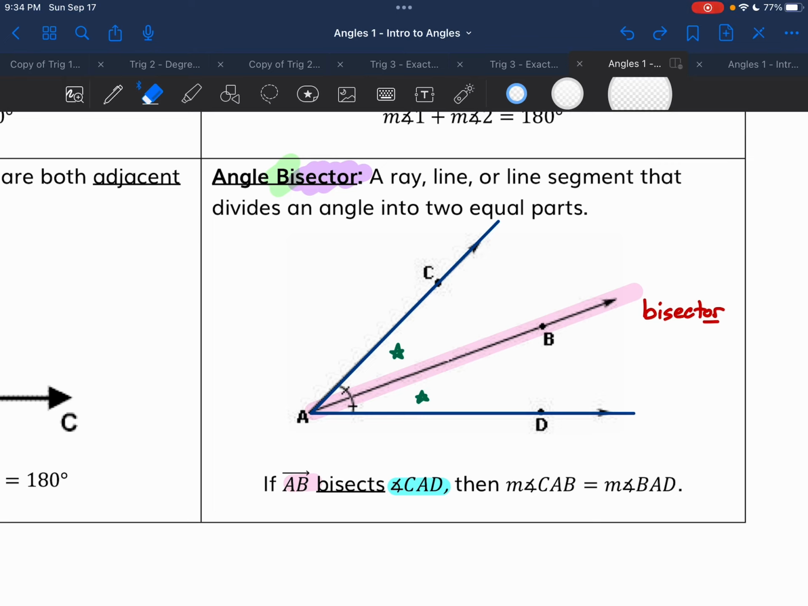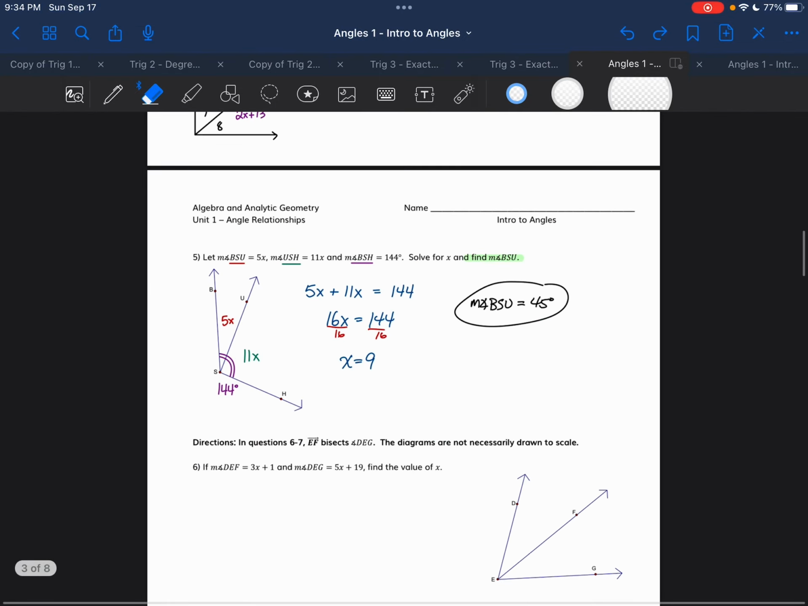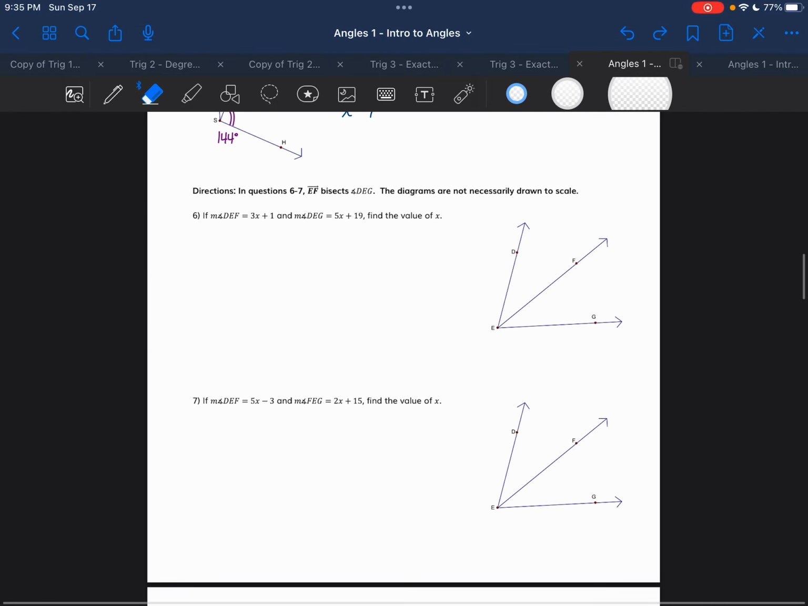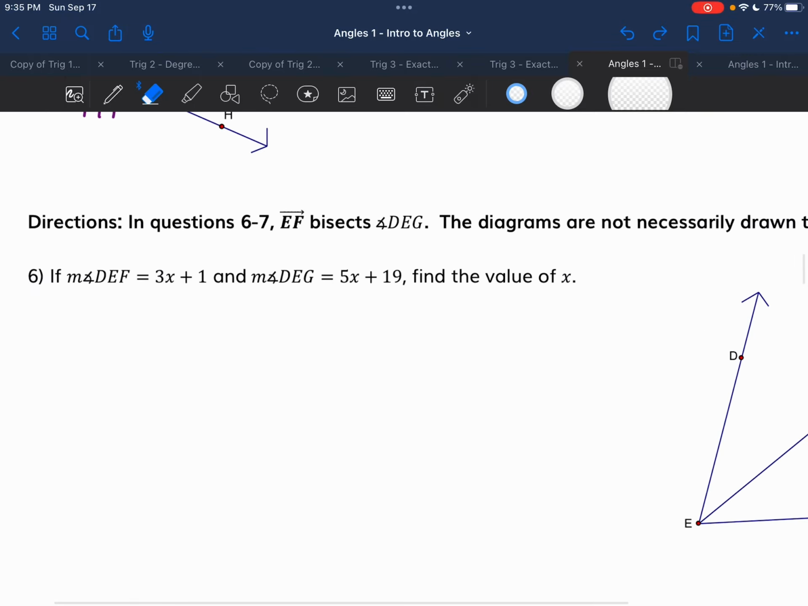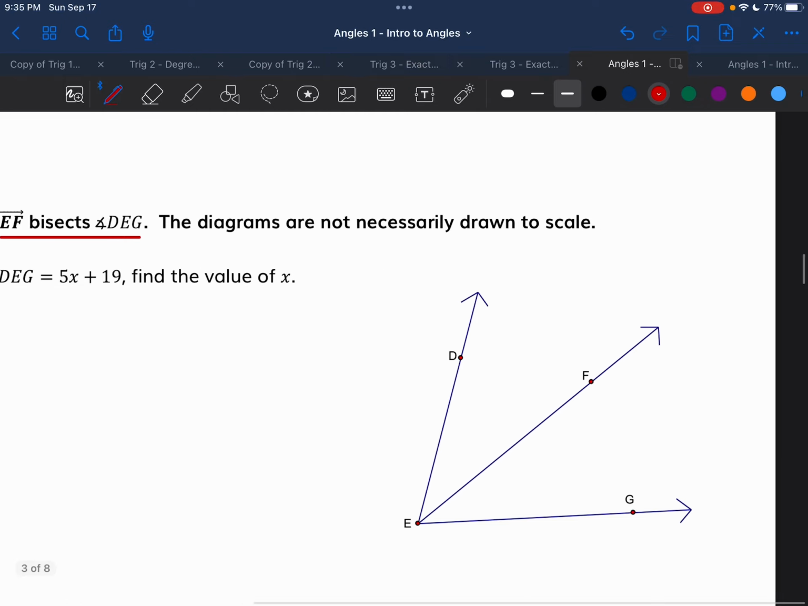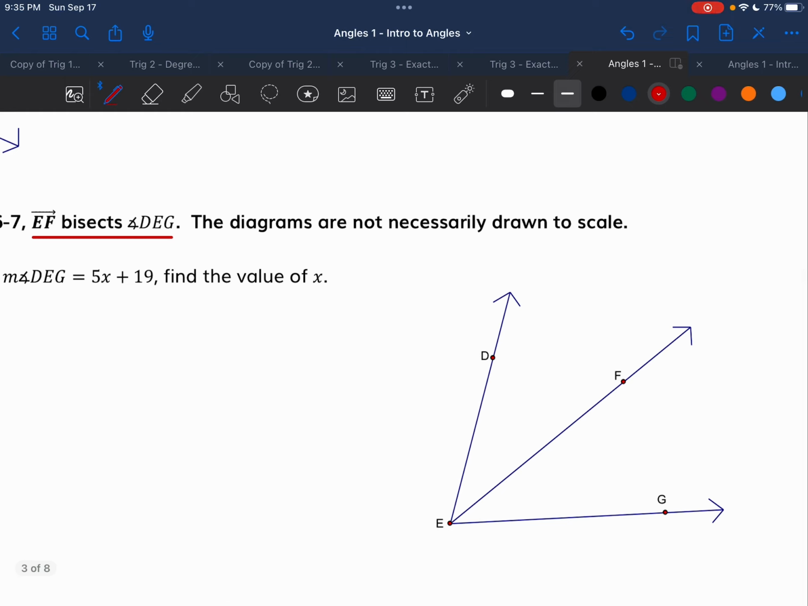This means if you're told that there's an angle bisector, the bad news is that it sounds complicated and like you're going to have to think a little bit more. The good news is, in a question like 6 and 7, where I'm very boring and gave you the same drawing twice and the same directions, you start the problem immediately knowing something very, very important. In question 6 and 7, EF bisects angle DEG. Bisects means it's going to cut it into 2 equal pieces.